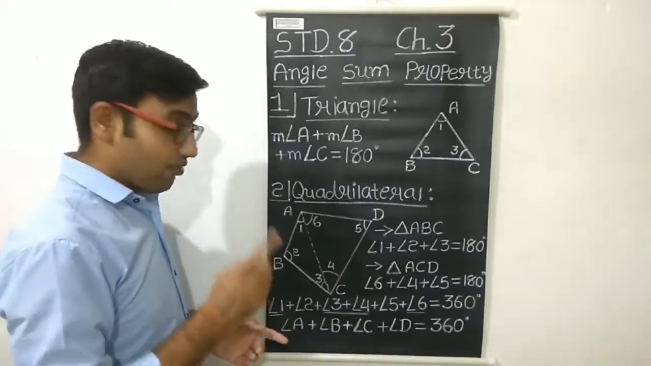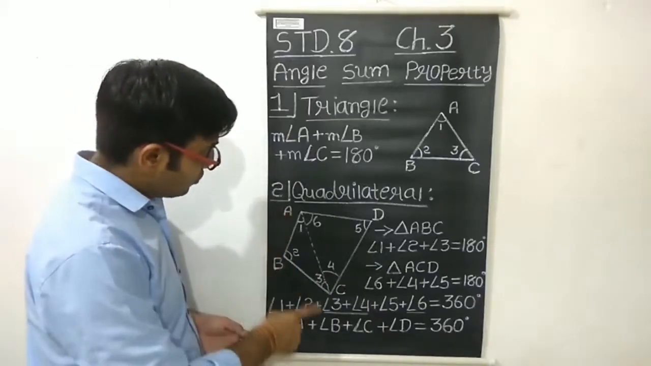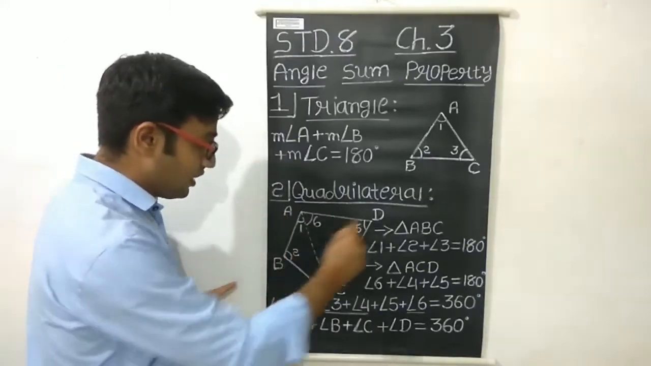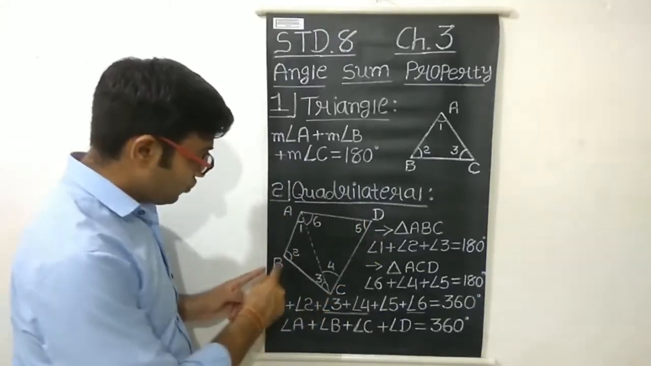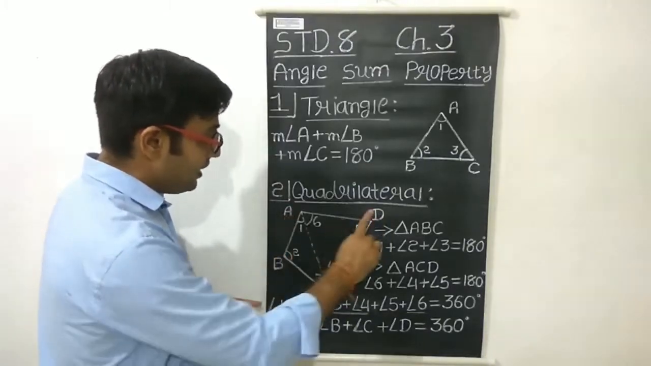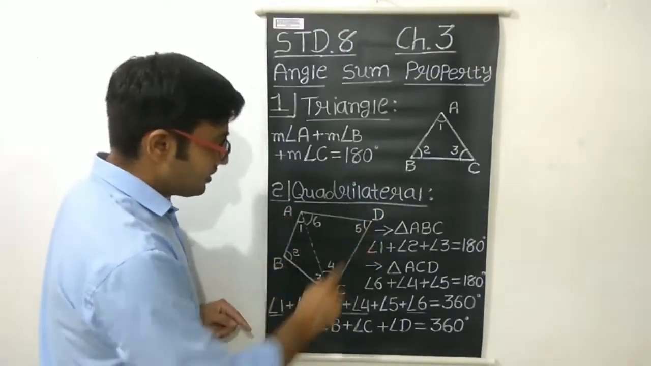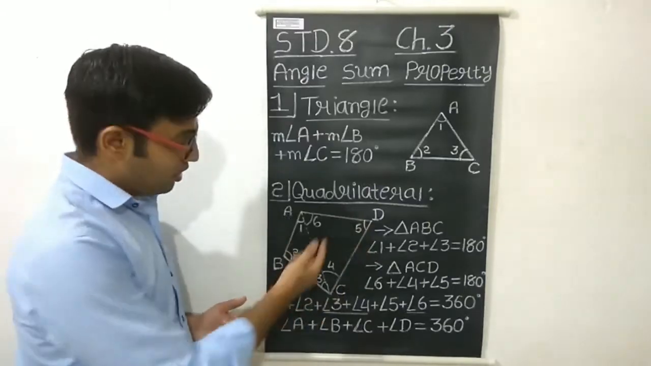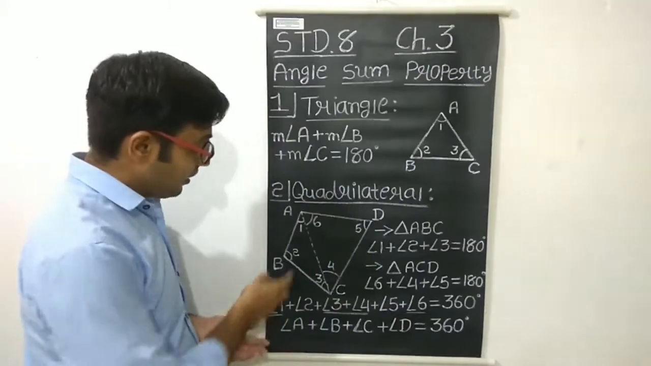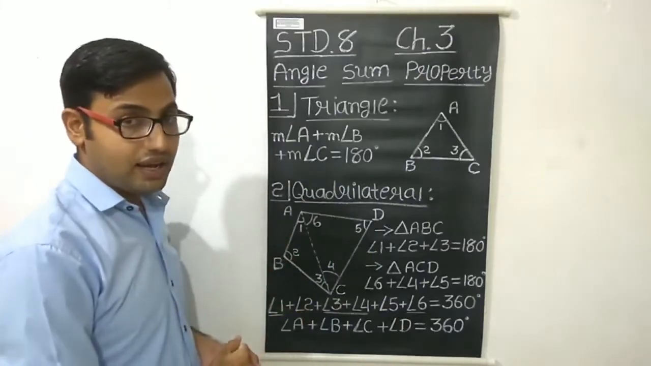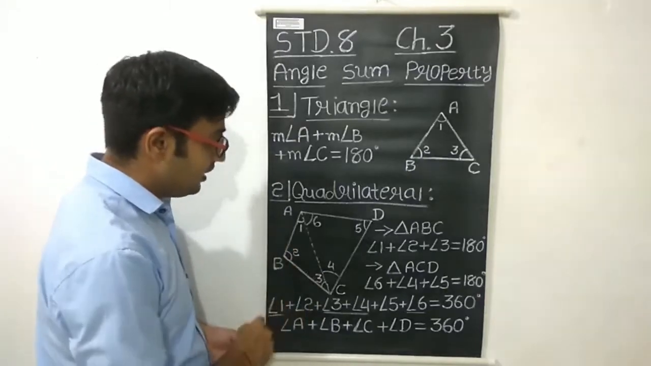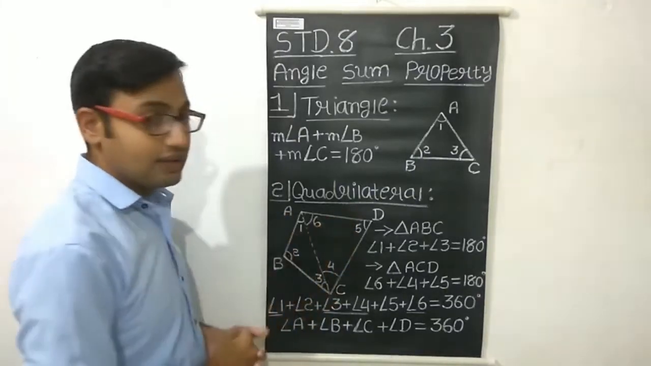Right? Okay. Notice that it is not compulsory to join the diagonal AC. We can also join the diagonal BD. If we join the diagonal BD, then again we have two triangles. One is ABD and one is BCD. You can also check this by drawing the diagonal BD. Currently we have joined the diagonal AC, so now there are two triangles, one is ABC and the second one is ACD.